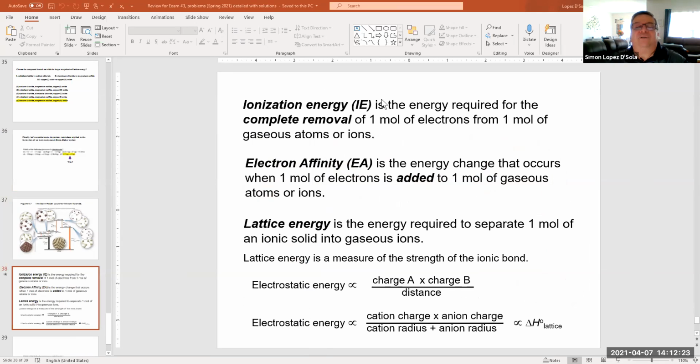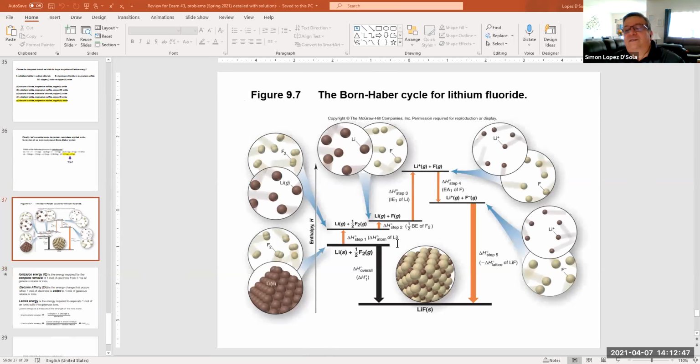So remember, the ionization energy is the energy required to completely remove 1 mole of electrons from 1 mole of gaseous atoms or ions. The electron affinity is the energy change that occurs when 1 mole of electrons is added to 1 mole of gaseous atoms or ions. And the lattice energy is the energy required to separate 1 mole of an ionic solid into gaseous ions. So remember, to do an analysis for that question, you need to analyze the Born-Haber cycle and see what processes are endothermic and what processes are exothermic.